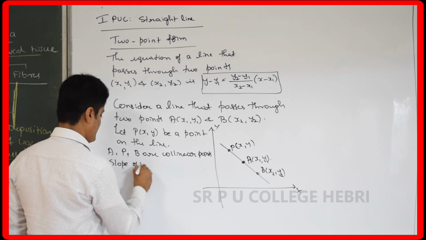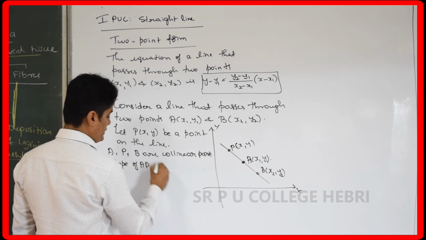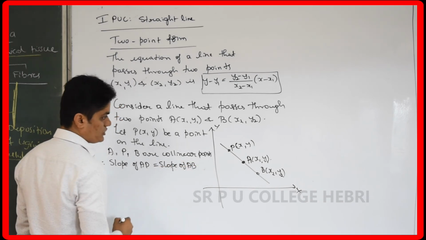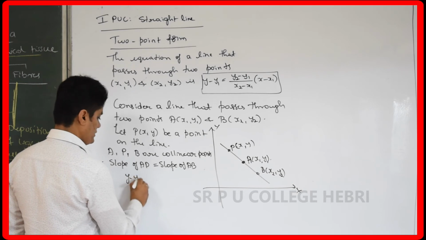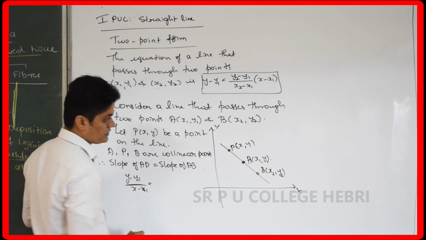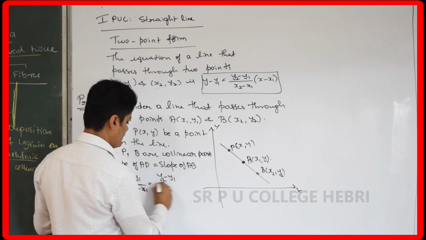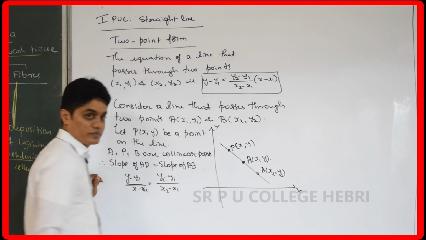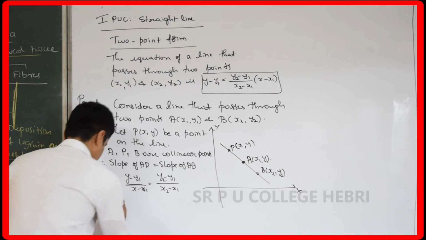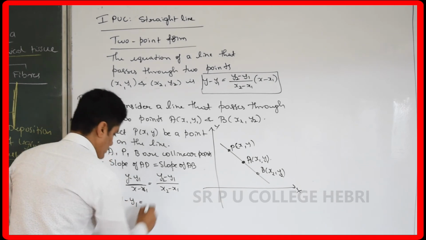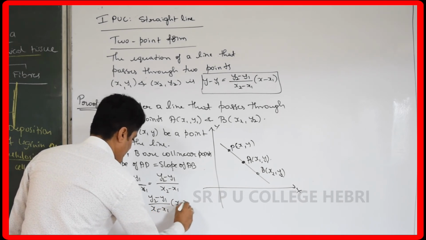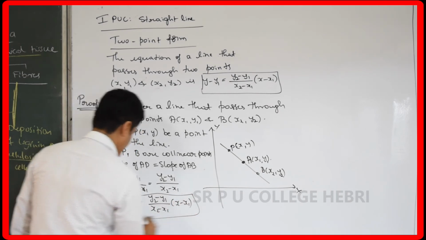slope of AP is equal to slope of AB. So what is the slope of AP? y minus y1 divided by x minus x1, equal to, what is the slope of AB? y2 minus y1 divided by x2 minus x1. Okay, so we can rearrange like this: y minus y1 equal to y2 minus y1 by x2 minus x1 into x minus x1. Done. See, this is the required expression.